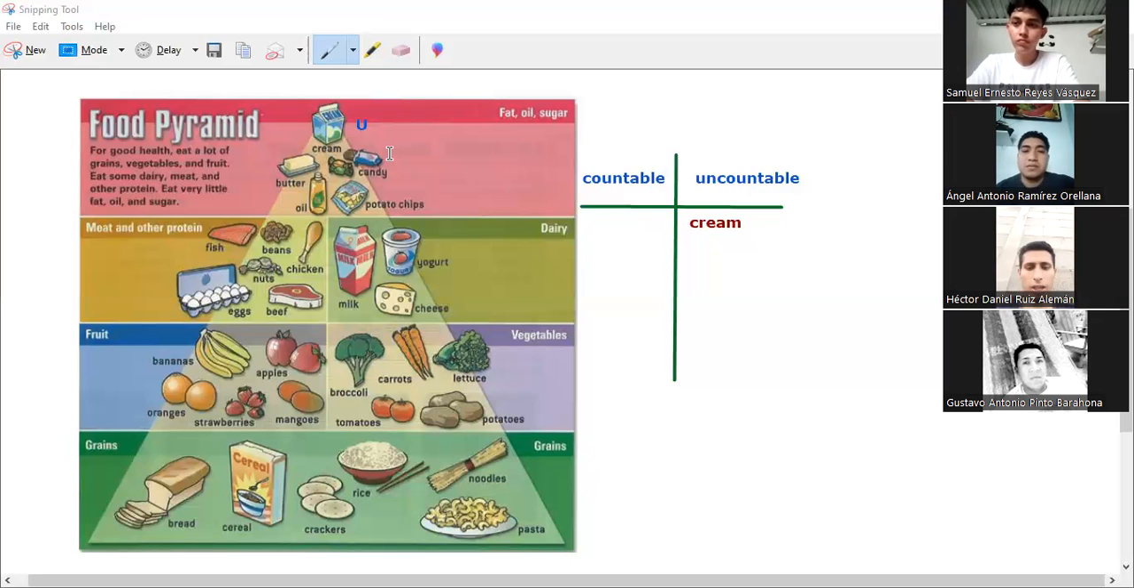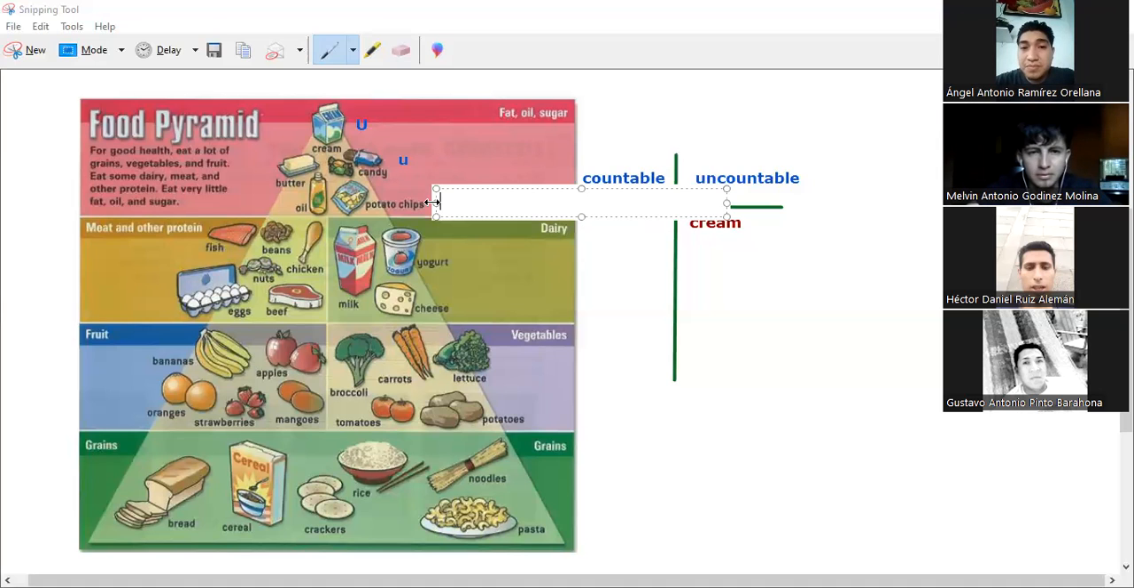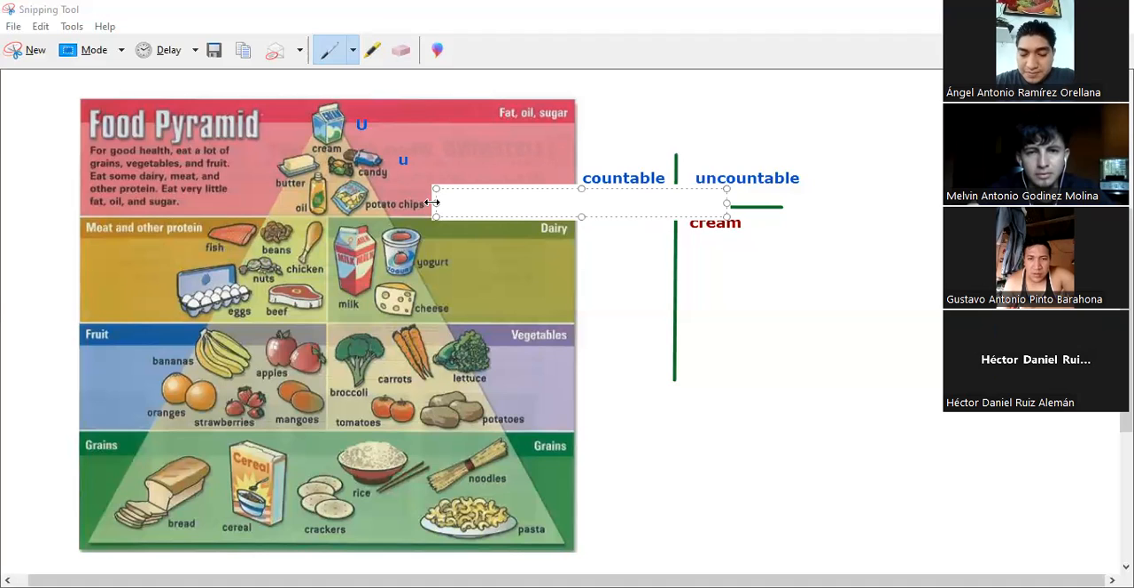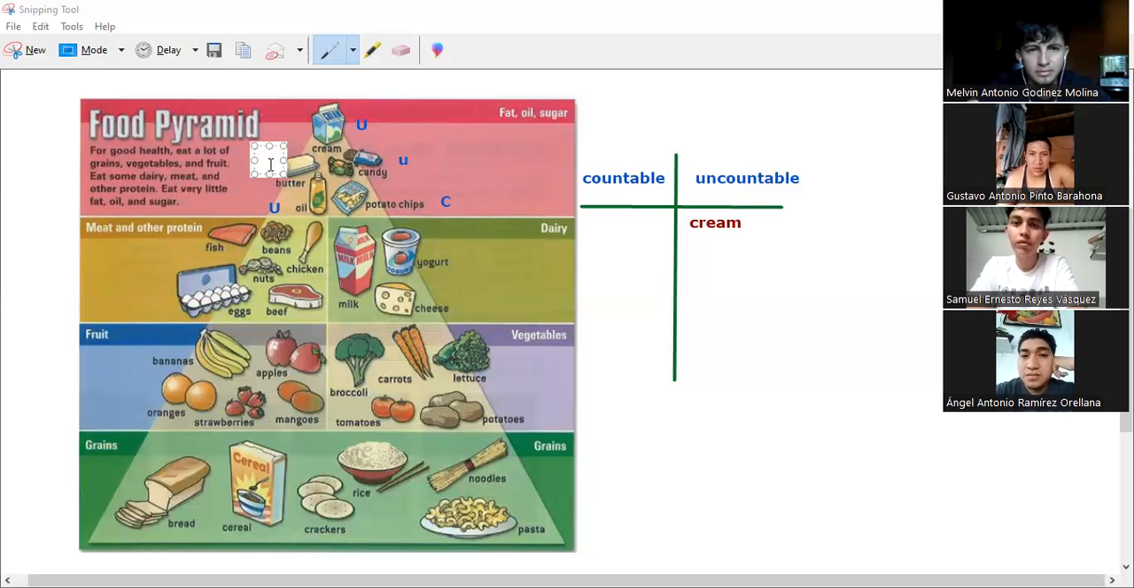Okay. Candy, countable or uncountable? Uncountable. Not countable. Candy is uncountable. Okay. Potato chips, countable or uncountable? Countable. Yes, very good. Okay, good. Oil, countable or uncountable? Uncountable, very good. Because it's liquid. Butter, countable or uncountable? Uncountable, very good.